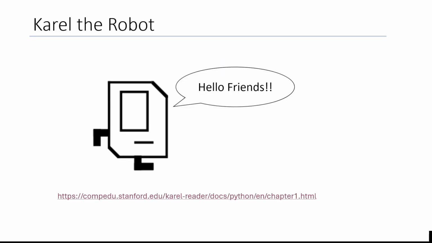So what is Karel the Robot? In the 1970s, a Stanford PhD student named Rich Pattis created a robot named Karel to make it easier for beginners to learn programming without getting lost in the details of the language. Karel was an instant success. It became a popular tool for teaching programming to beginners, not just at Stanford, but all around the world.